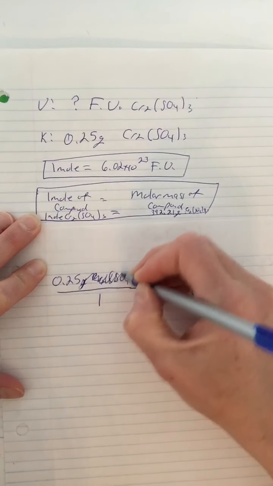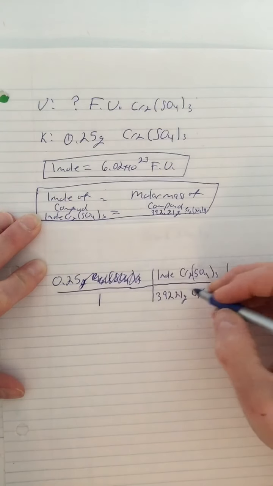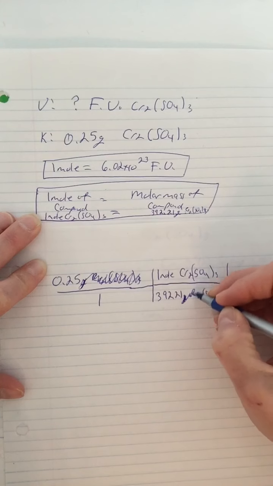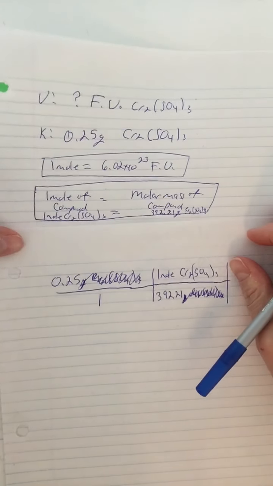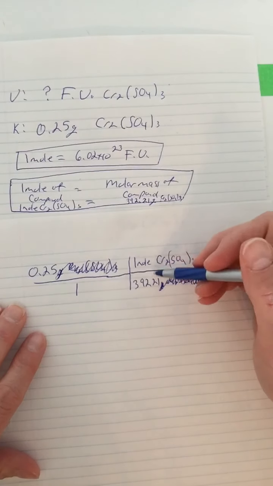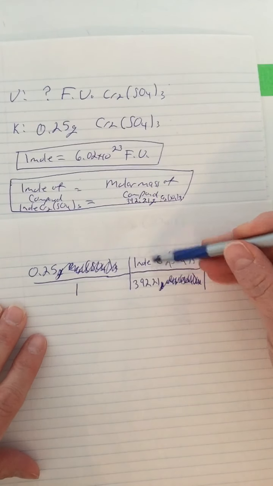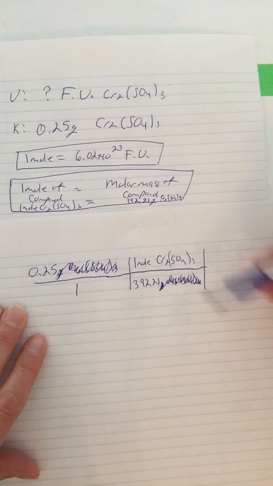Okay, so what did we get to get rid of? Grams of Cr2(SO4)3. We've got to cancel a unit. That feels good. That's awesome. Okay, 1 unit gone. I'm now left with moles. If I did this question out right now, my answer would be moles, but that's not what they asked me for. They asked me for formula units.